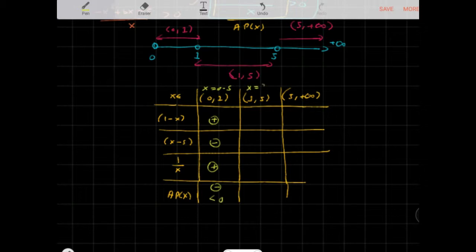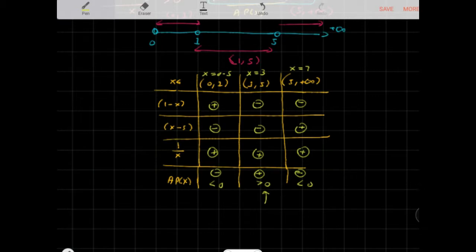Let's say x is equal to 3 within the interval 1 and 5. 1 minus 3 is negative, 3 minus 5 is negative, 1 over 3 is positive, so this is positive. So this is where the average profit is greater than 0. And from 5 to positive infinity, let's say x is equal to 7. We get 1 minus 7, which is negative 6, negative. 7 minus 5 is positive. 1 over 7 is positive. And this is negative. So the only interval where the average profit is positive is between 1 and 5.